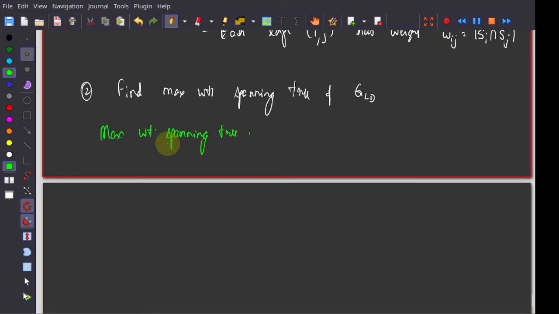So a spanning tree is any tree which contains all the vertices. So a tree means that it is connected, of course. A tree that connects all vertices.